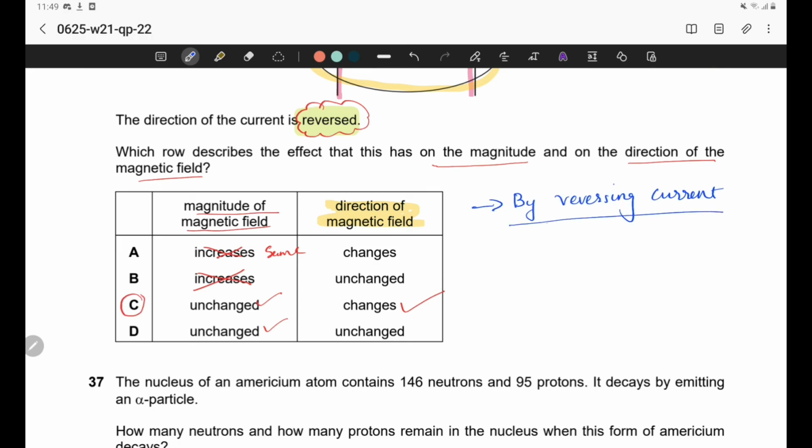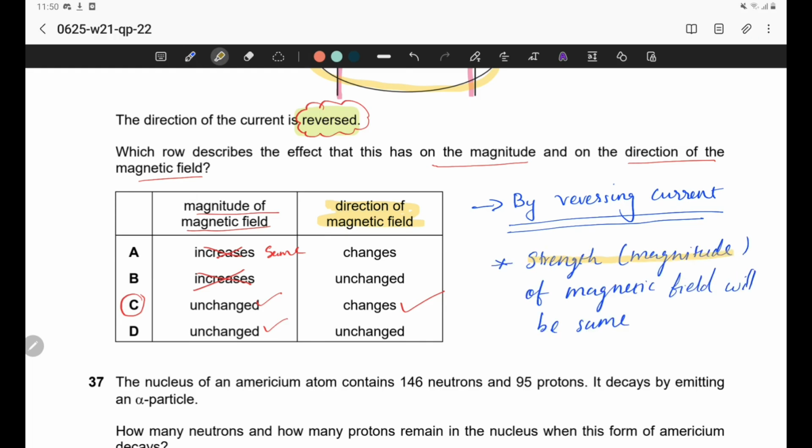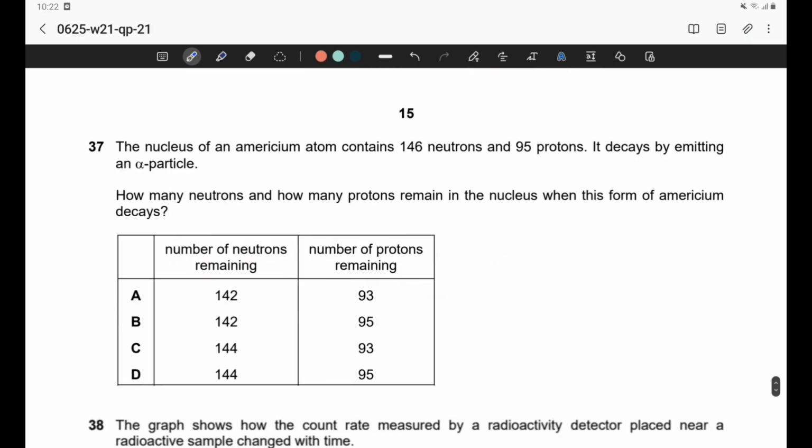Therefore, we can conclude that by reversing the direction of current flow in a solenoid, the strength or magnitude of the magnetic field will be the same. It will only reverse the direction of the magnetic field.